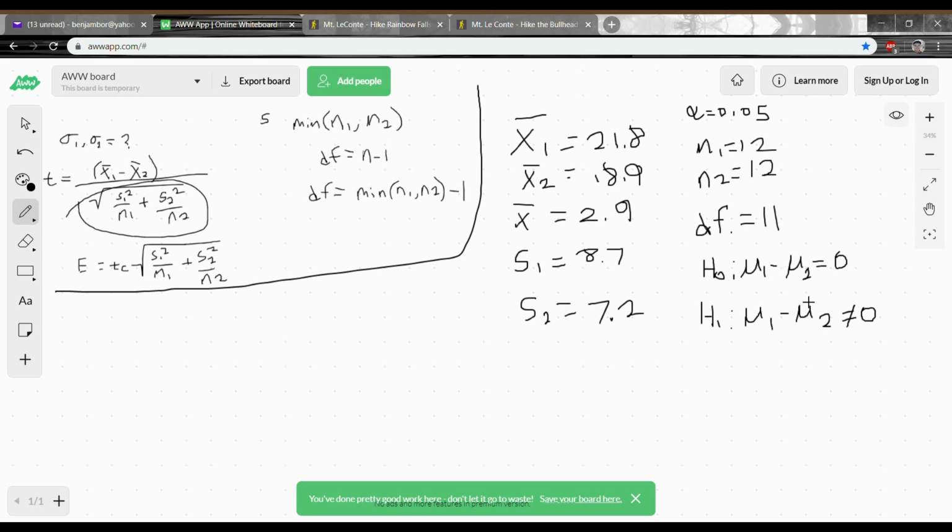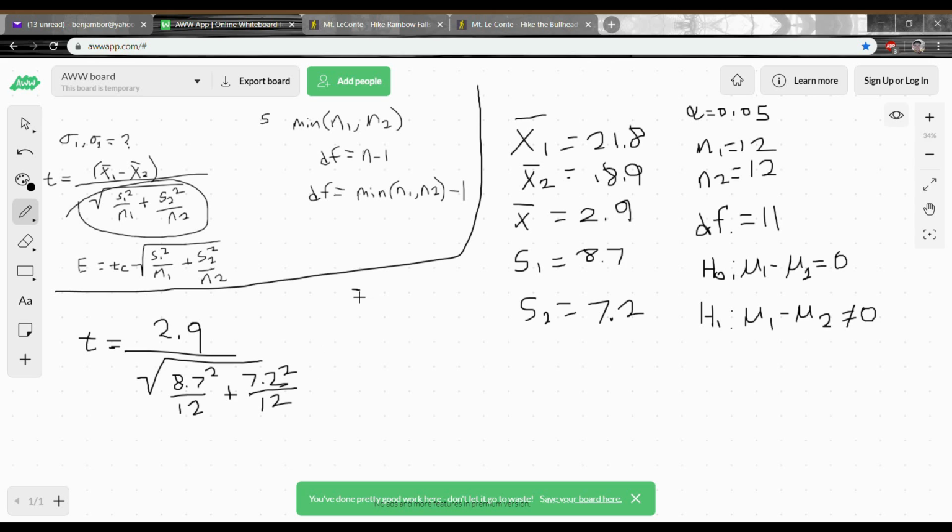So first, we are going to calculate t. Our t value is going to be x1 bar minus x2 bar, which we already know is 2.9, divided by our s, which is going to be the square root of 8.7 squared divided by 12 plus 7.2 squared divided by 12.